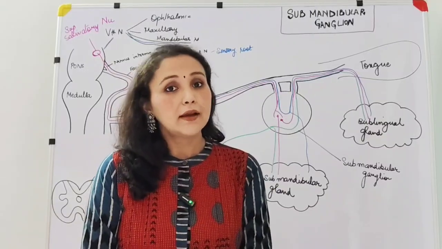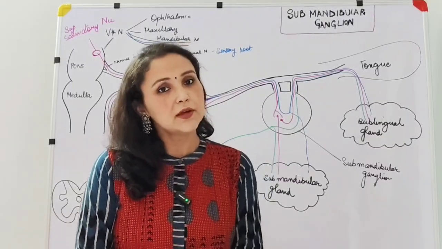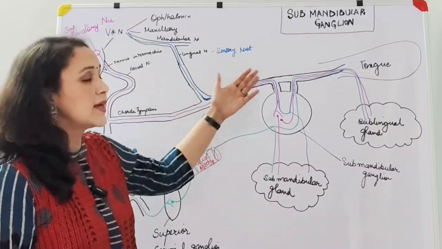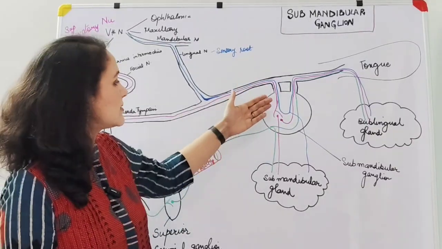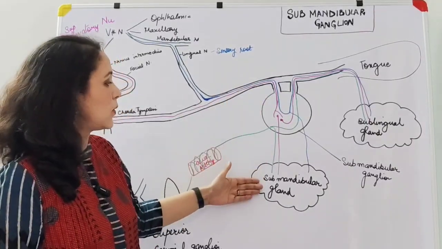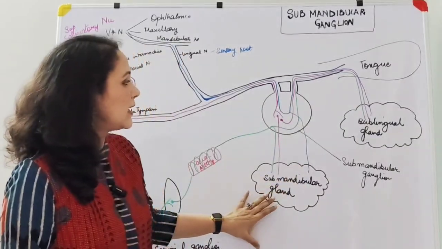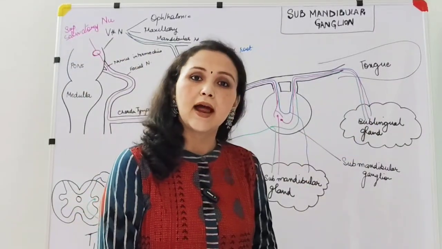Which is the ganglion involved? So, it is a very easy question. From this diagram, you can answer all the questions. You know that it is the submandibular ganglion that is involved in supplying the submandibular gland and the sublingual gland.